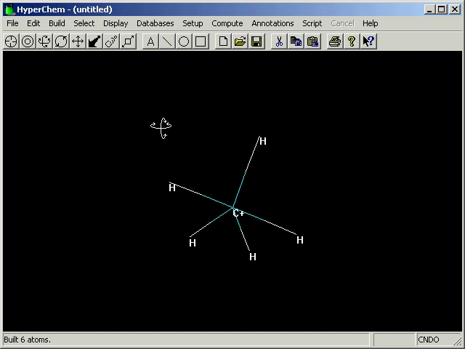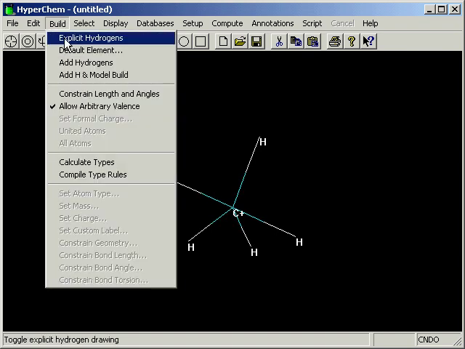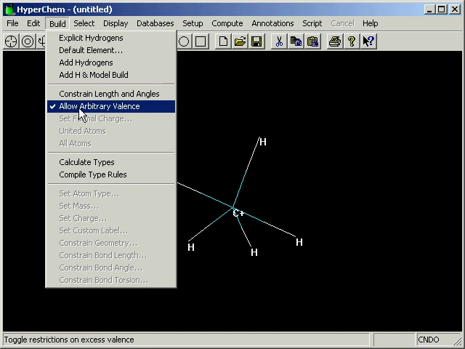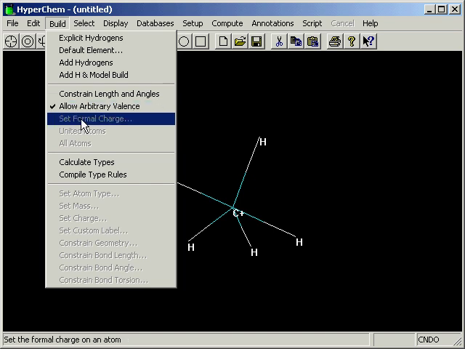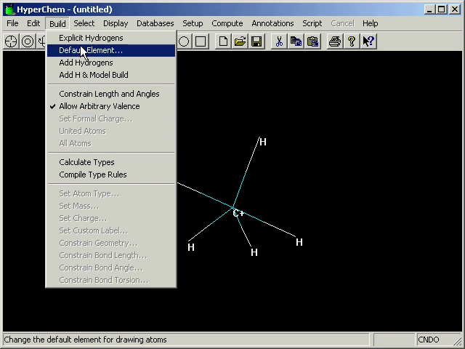If we have a formal charge of -1, it adds 1 fewer hydrogen. So we get CH3-, NH2-, and OH-, OH- again being the normal ion for OH. Anyway, that's the use of explicit hydrogens, arbitrary valence, and the formal charge in the model builder.